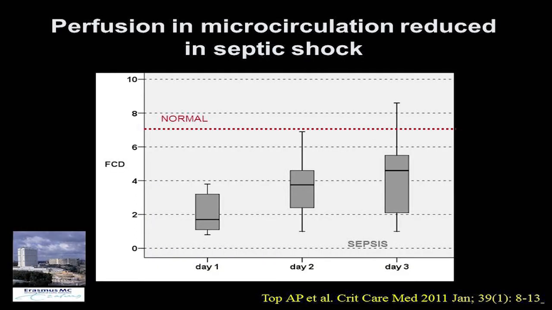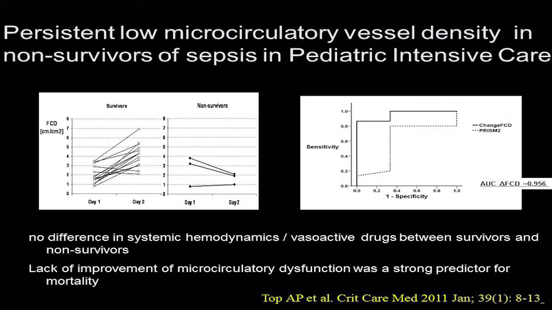Now I'll take you back again to term neonates and older children, and I'm going to talk a little bit about sepsis. So this is one of the studies I did in Rotterdam, showing that children who were admitted with severe septic shock had a significantly decreased functional capillary density compared to normal. And in subsequent days, this gradually improves.